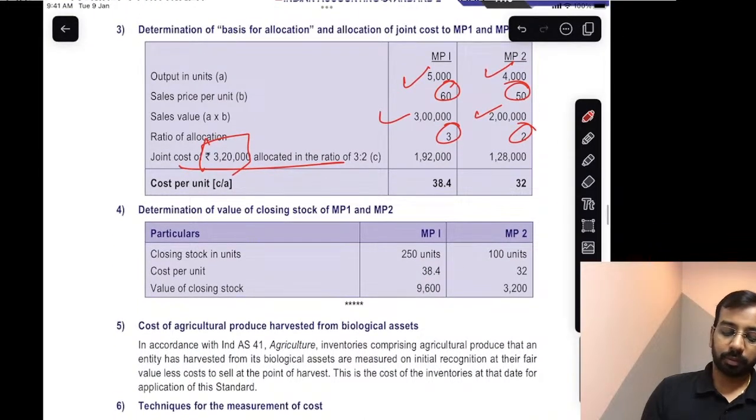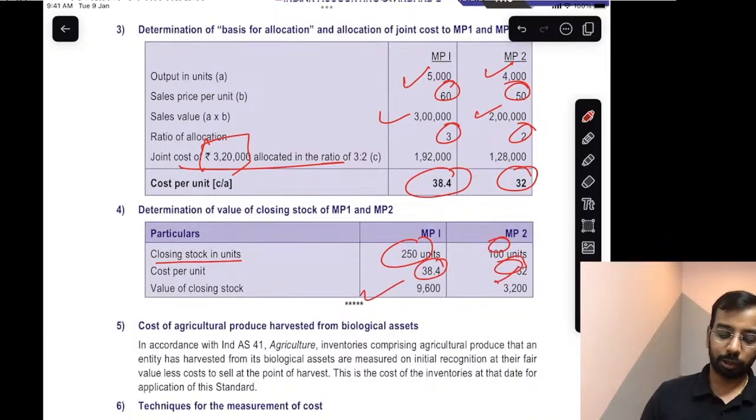Now, the cost per unit is this. Closing stock, you multiply with cost per unit, and you will get the value of the closing stock.